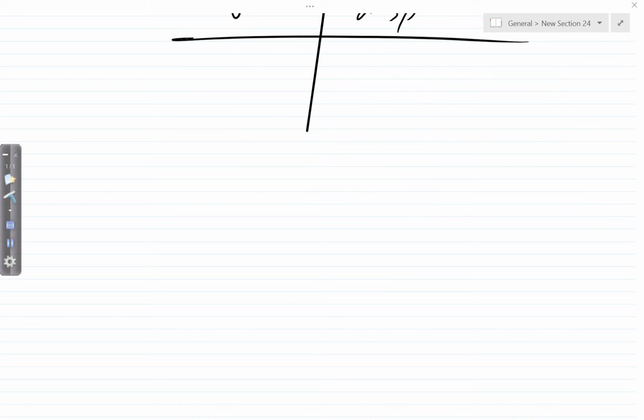So which one is missing? sp2. Wait, where is sp2 then? sp3 you already have. This is sp3. This is d2sp3. You already have those. The only thing that's missing is dsp3. Okay, quite difficult.